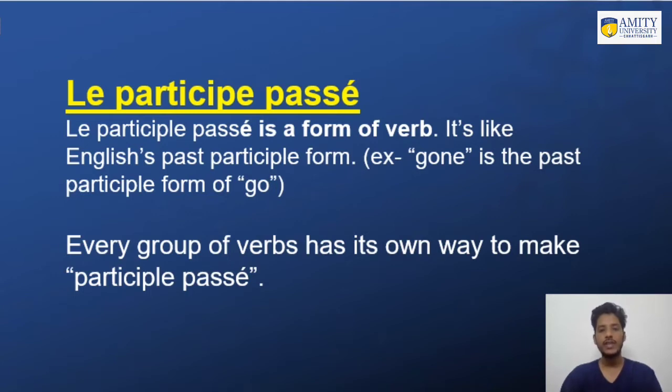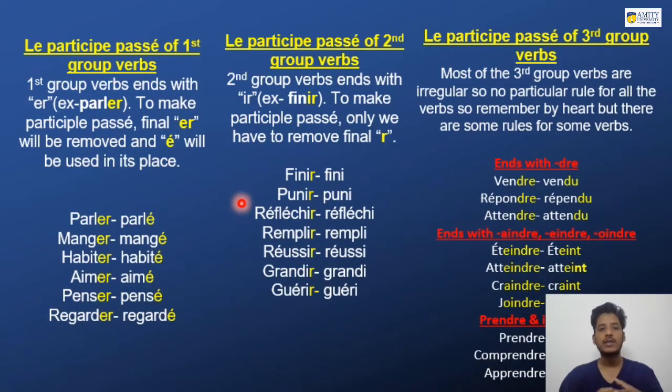In French there are three groups of verbs: first group, second group, and third group. Each group has its own way to make the participe passé. Let's see how to know which verb is from the first group: ending er. If the ending is er, that verb is from the first group. For example, parler, manger, habiter, aimer, penser, regarder, and the ending is er. These are first group verbs.